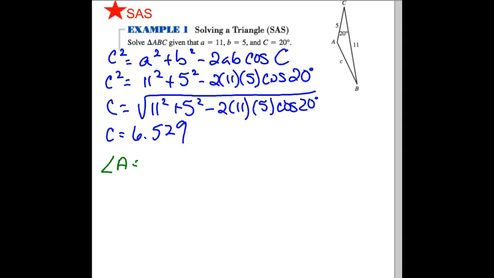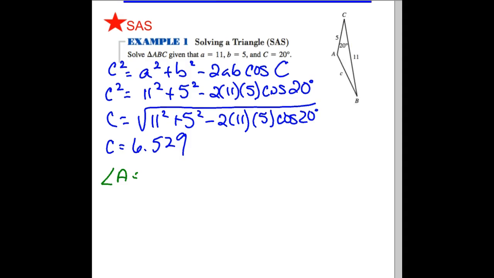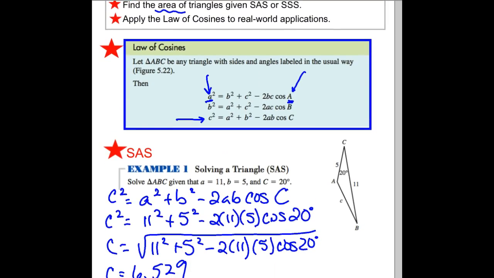All right, now how am I going to do that? Well, I have to look at my formula. Let's go back to our formula sheet up here. I want you to actually write a conversion. How would we use this to find the angle if we know all the sides? Okay, so looking at this first one here, we have A squared equals B squared plus C squared minus 2BC times the cosine of A.